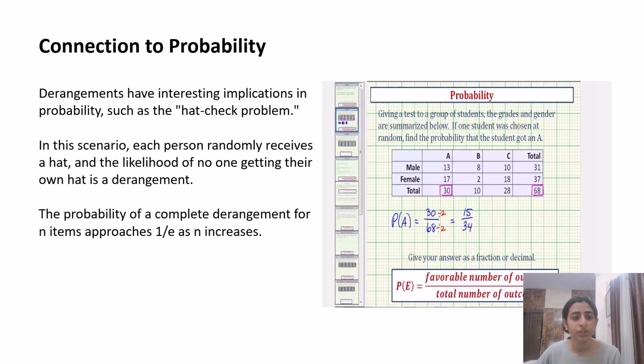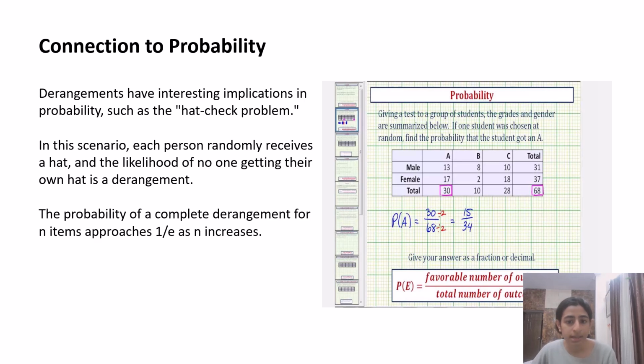Next, we have the connection to probability. Derangements have interesting applications and implications in probability, such as the hat check problem. In this scenario, each person randomly receives a hat, and the likelihood of no one getting their own hat is a derangement. The probability of a complete derangement for n items approaches 1 by e as n increases.